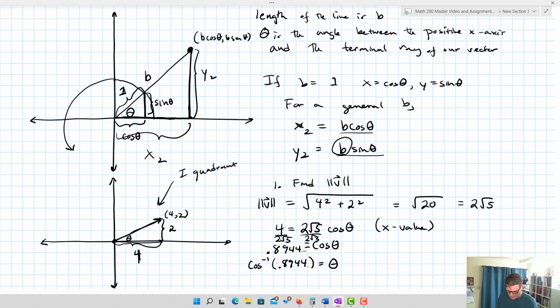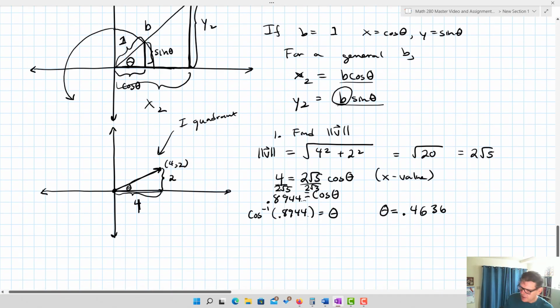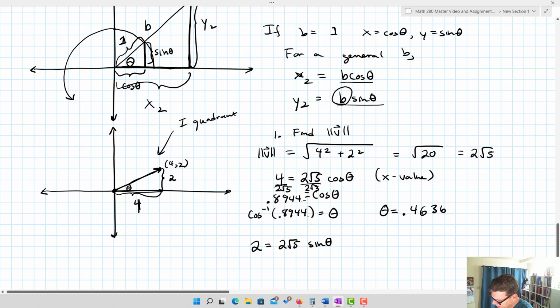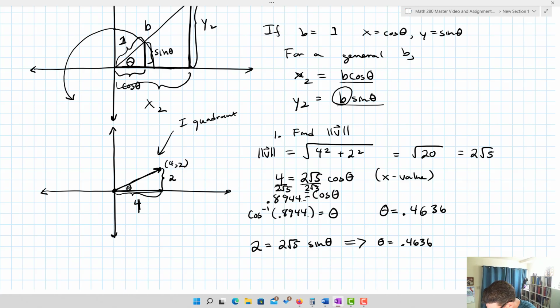So I take cosine inverse, and that gives me theta equals, and this is in radians, 0.4636. Now you can do the same thing with the y values. So 2 equals 2 root 5 sine theta. And if you do the same thing, you'll see that theta, once again, equals 0.4636, in case you were wondering. It's not going to change, right? The angle is the angle no matter which equation you use.